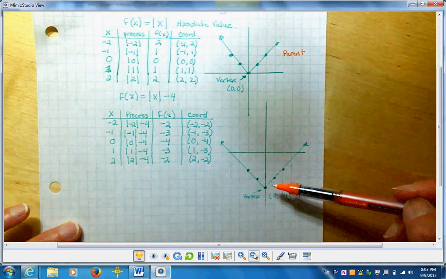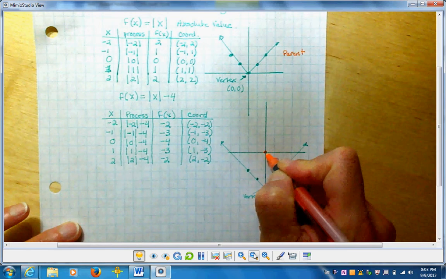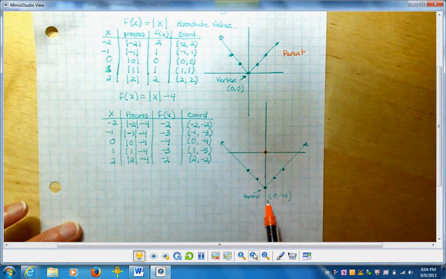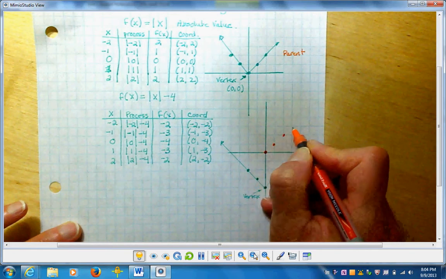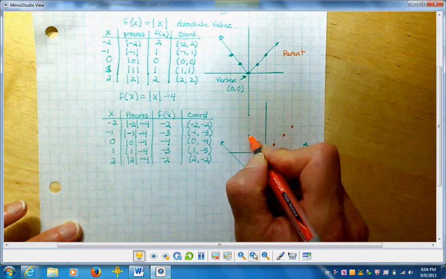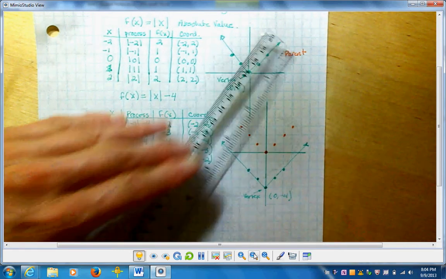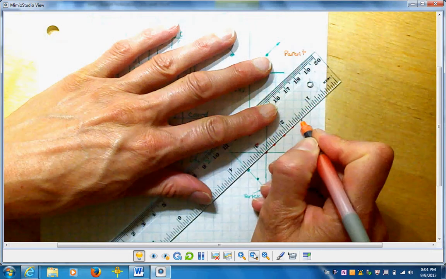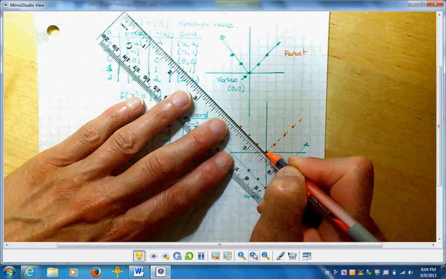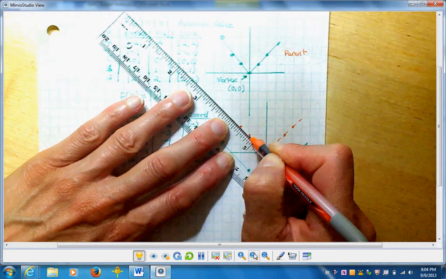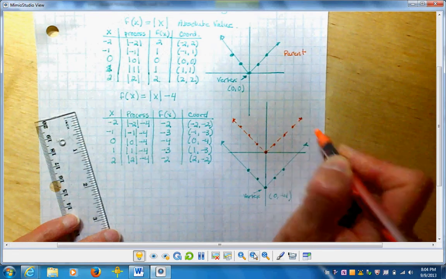Well, it looks like the child's vertex has gone from 0, 0 to 0, negative 4 because the parent was at 0, 0. So I'm going to actually draw in the parent function here so we can compare it on the same graph. And our parent function, we're going to use dash lines so we know that's not the function we're looking at. It's just a reference for a function.